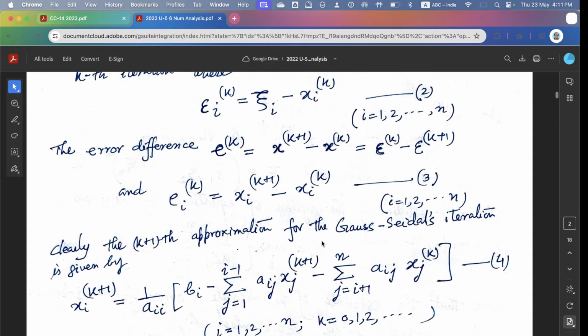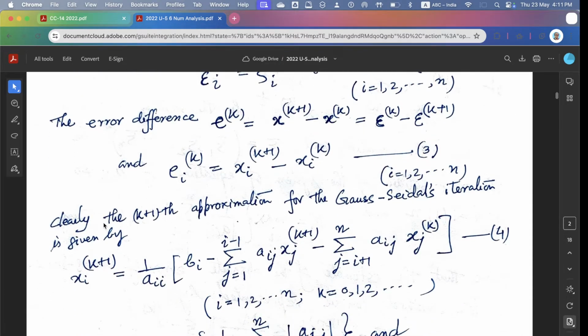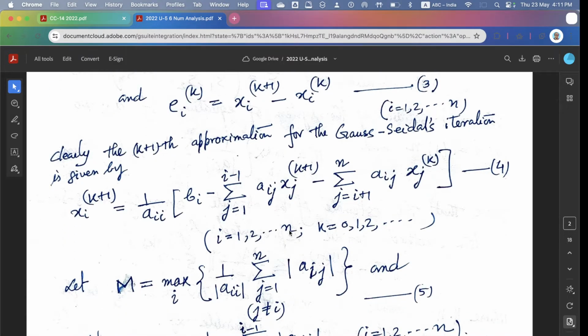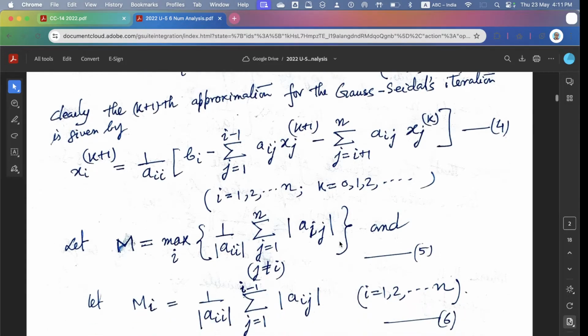Clearly, the (k+1)th approximation for the Gauss-Seidel iteration is given by xi^(k+1) equal to 1 by aii times bracket bi minus summation over j equal to 1 to i minus 1 of aij xj^(k+1), minus summation over j equal to i plus 1 to n of aij xj^k, bracket close. i runs from 1 to n and k equal to 0, 1, 2, and so on, where k is the iteration number.